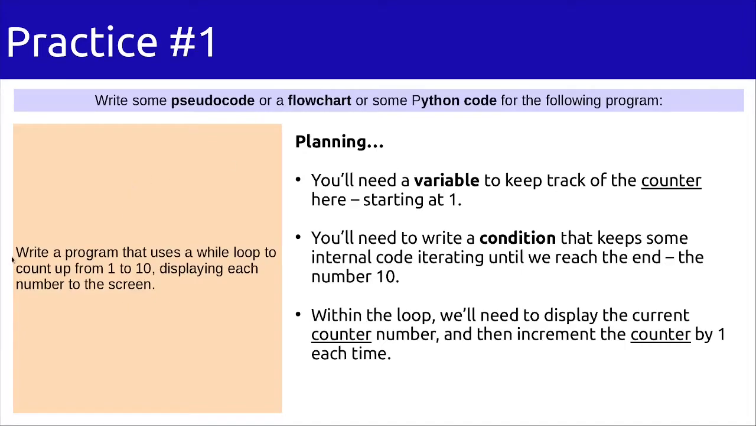For this first one, write a program that uses a while loop to count up from 1 to 10, displaying each number to the screen. To think about the design, first you'll need a variable to keep track of a counter. We're starting at 1, we're going to end at 10. What do we initialize the counter to? Then we'll also need to write a condition for a loop that keeps the loop code running until we reach the end at 10. So what is the condition that gets the loop to stop once we reach something above 10? And then inside the loop, we'll need to display whatever the current value of the counter is. And we need to make sure the counter goes up by 1 each time.